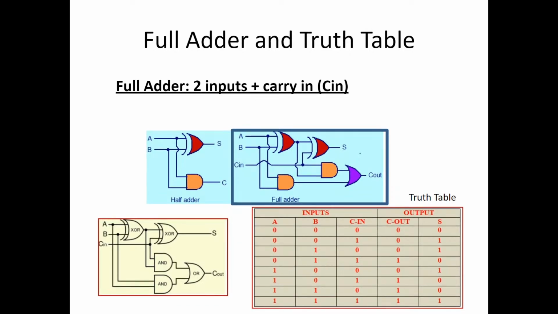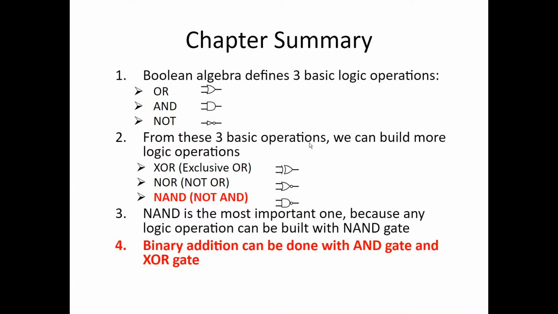Alright, so now that we've seen this truth table and we can see all these inputs and outputs, we have a much better understanding of how the computer can do all these binary calculations. So, kind of like a chapter summary of this.